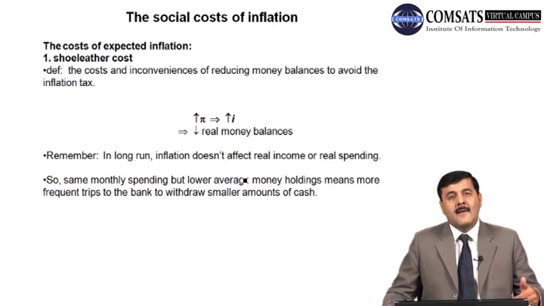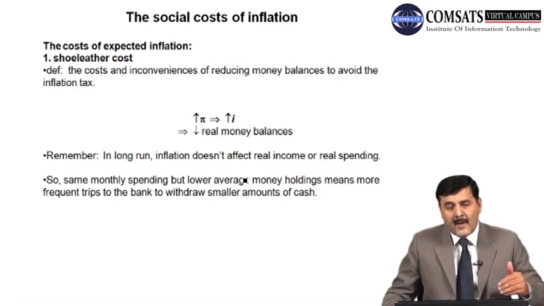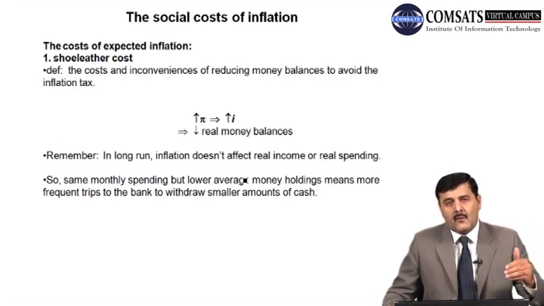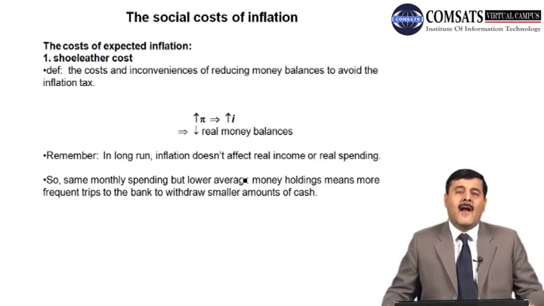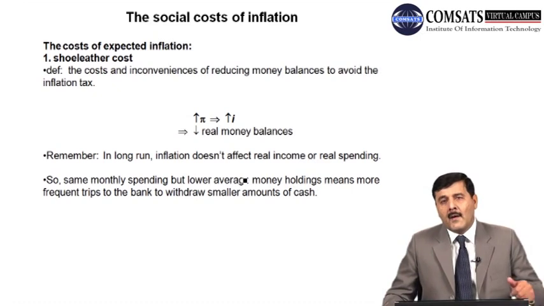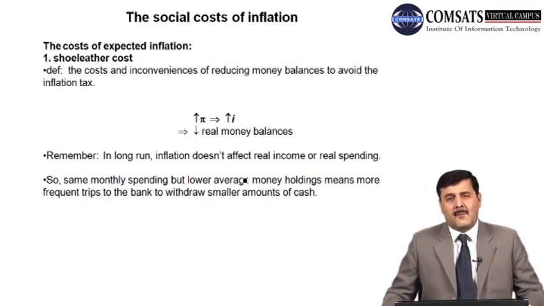Now as inflation increases in the economy, pi increases, and this leads to an increase in the nominal interest rate. As we know, this is because of the Fisher effect: when pi, inflation, rises, the nominal interest rate in the economy rises. So what will happen? We said that pi is one of the determinants of real balances or the demand for money. So when the nominal interest rate rises, the demand for money falls.